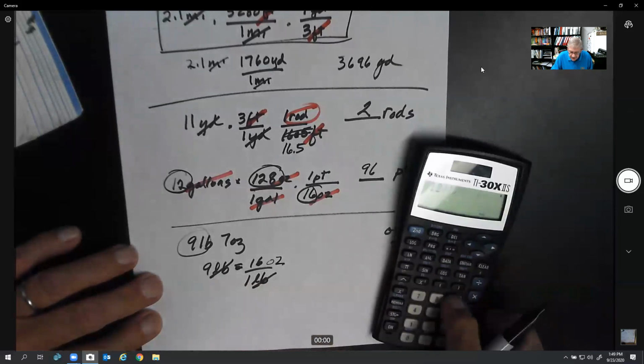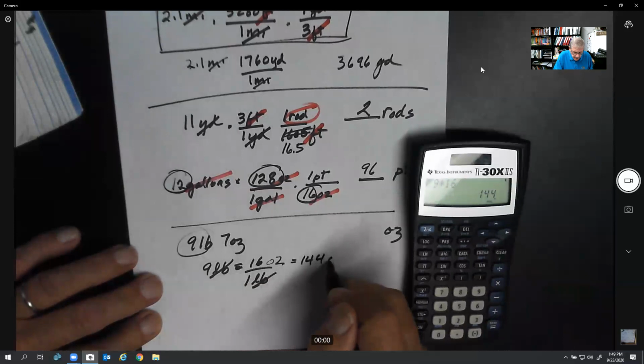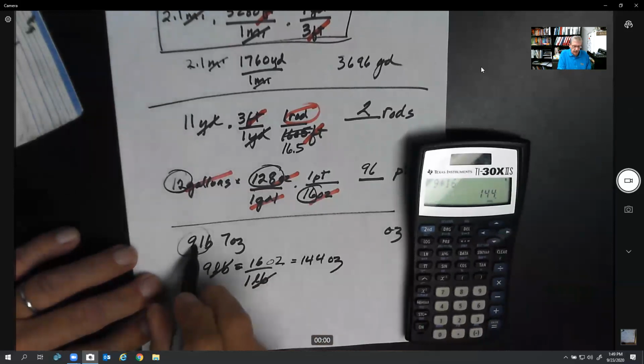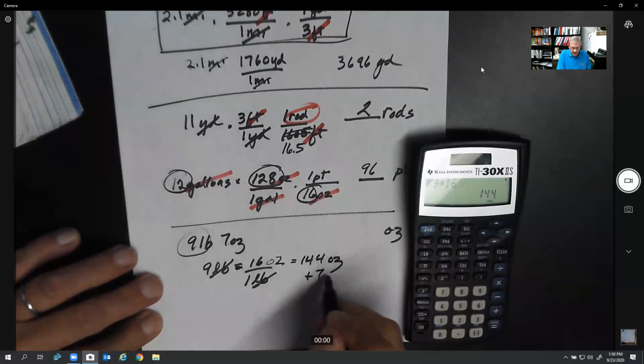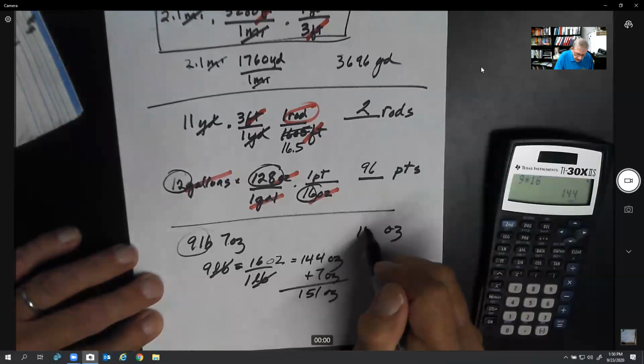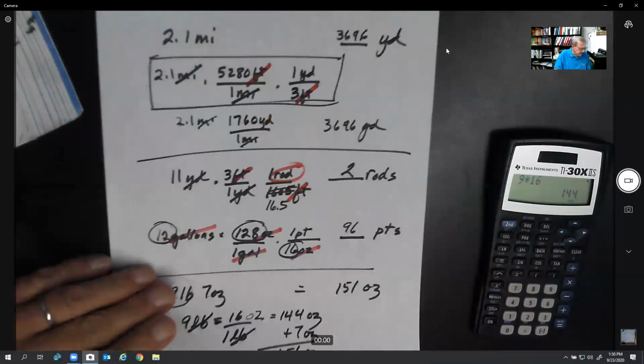So 9 times 16, 144 ounces. So 9 pounds is 144 ounces, but we still have the 7 ounces. So we're going to add that. 151. So 151 ounces. See? So you have to use your imagination a little bit. Nothing is as straightforward as it was.